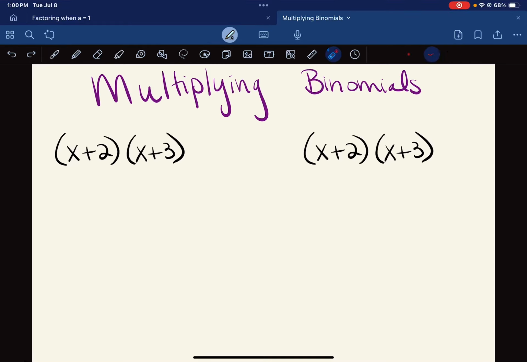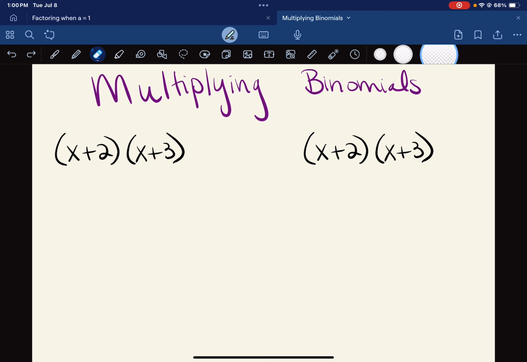Multiplying binomials. Remember, the prefix bi means two. So this just means that we are multiplying together expressions that are made up of two terms. X plus 2 is a binomial. X plus 3 is a binomial. So I'm going to show you two methods that work well for multiplying binomials.